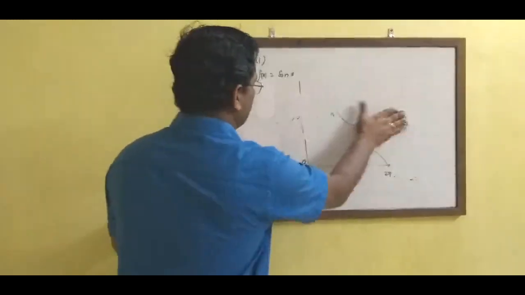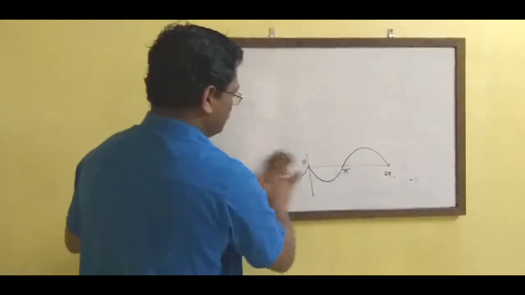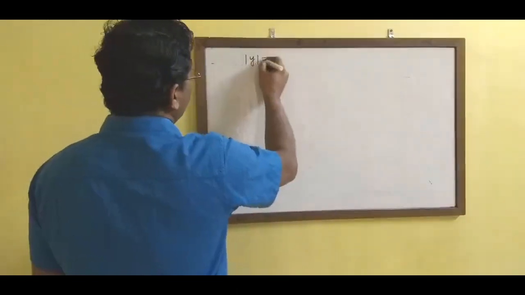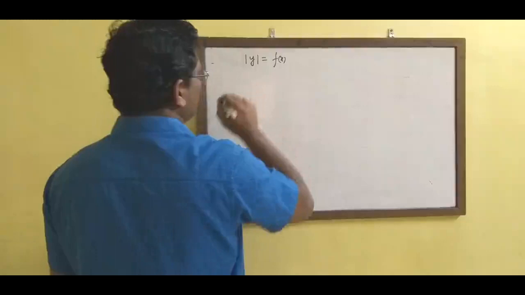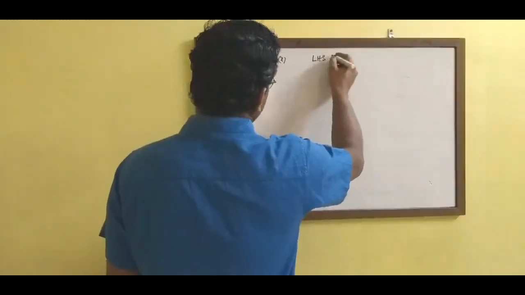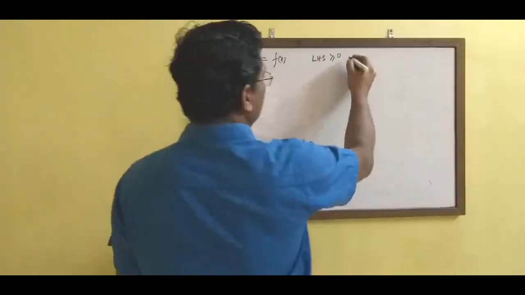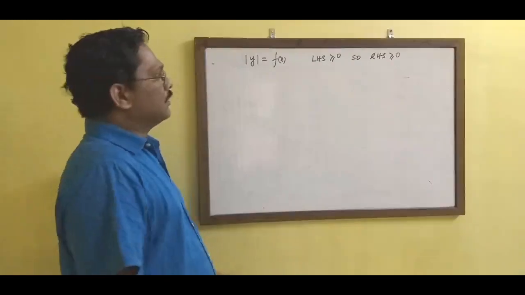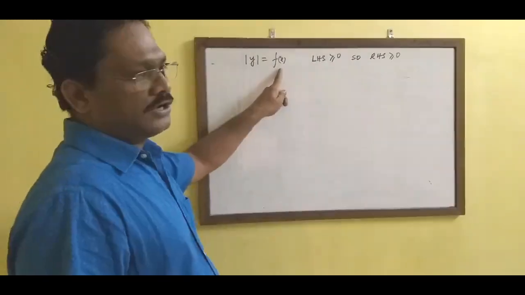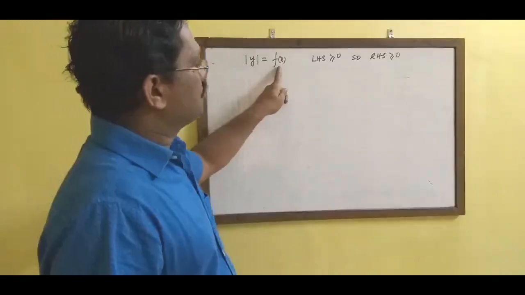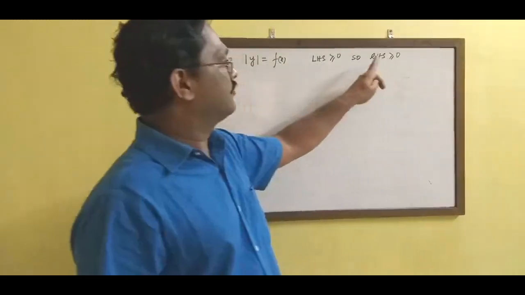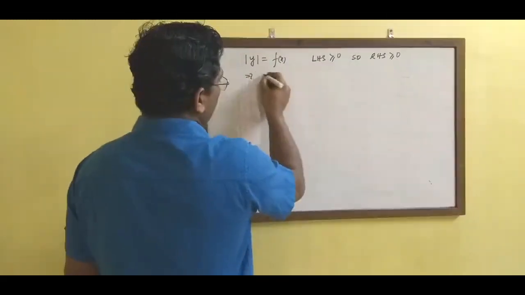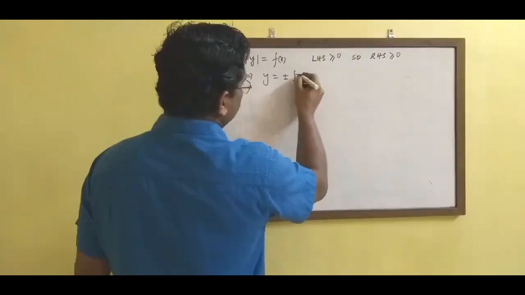Now, if I ask you the graph of mod y equal to f of x, how do you draw it? See, mod y equal to f of x. First analyze the left hand side. The left hand side is always greater than or equal to 0, so the right hand side should also be greater than or equal to 0. That means we need to consider only that part of f of x which is strictly above the x-axis or touches the x-axis. From here I will also say y is equal to plus or minus f of x.